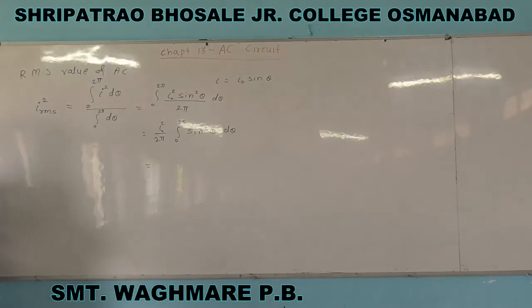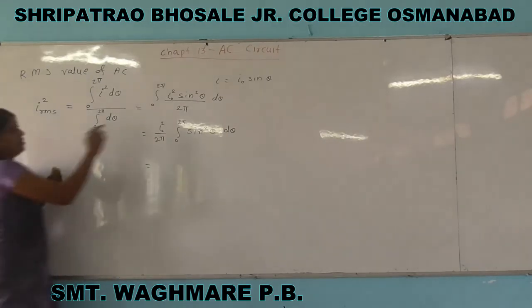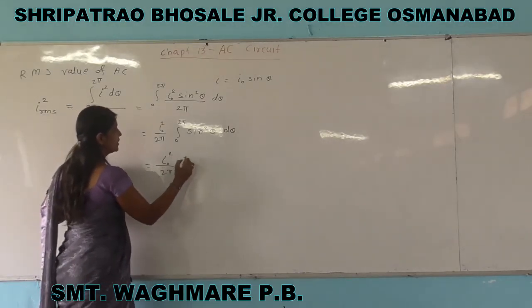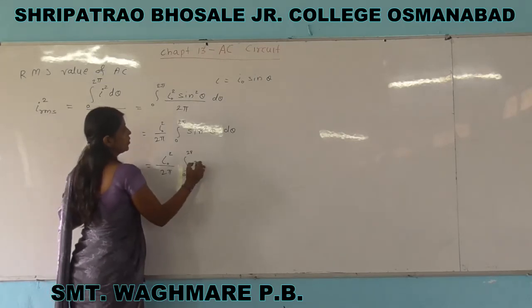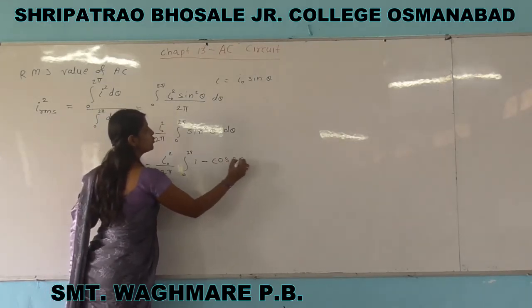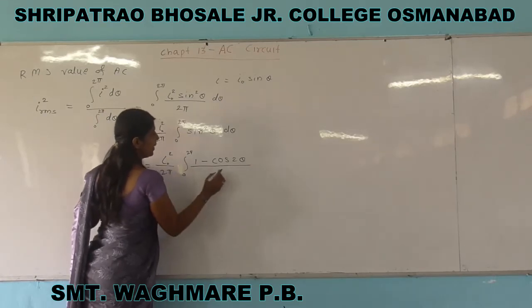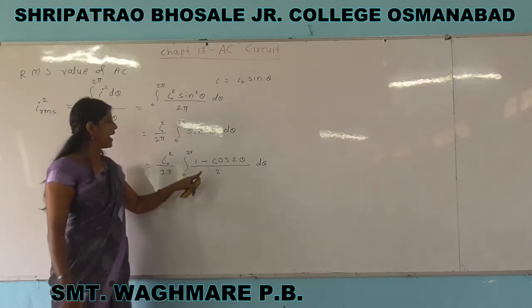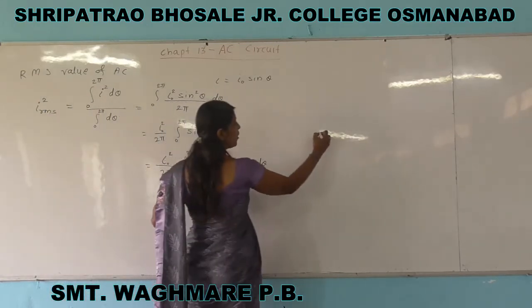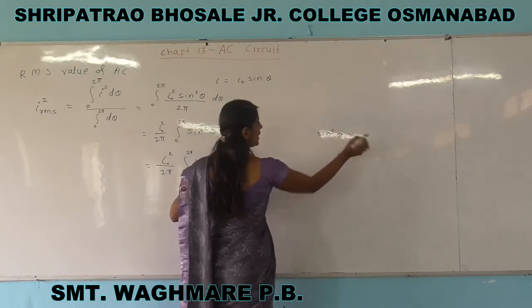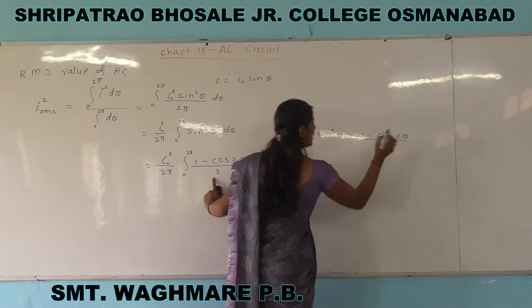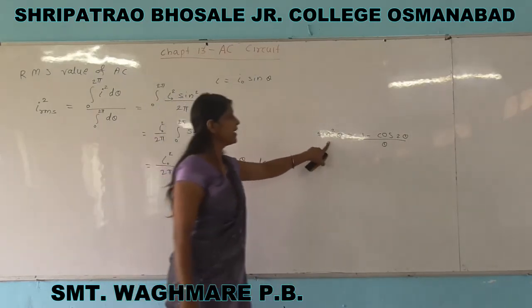We know the mathematical formula of sin square theta, that is (1 minus cos 2 theta) divided by 2, into d theta. Sin square theta is equal to 1 minus cos 2 theta divided by 2. This is the trigonometric equation.